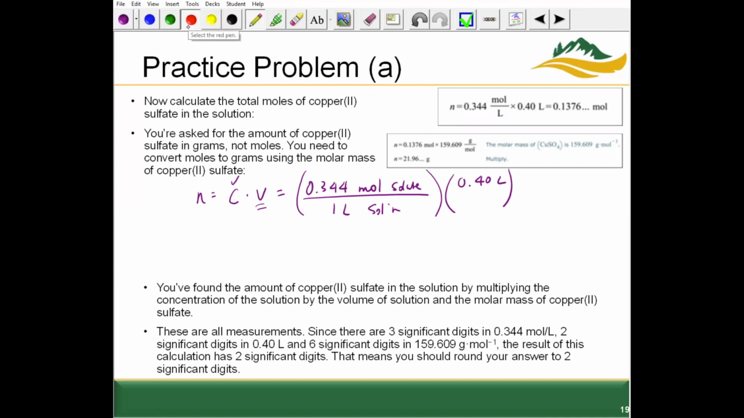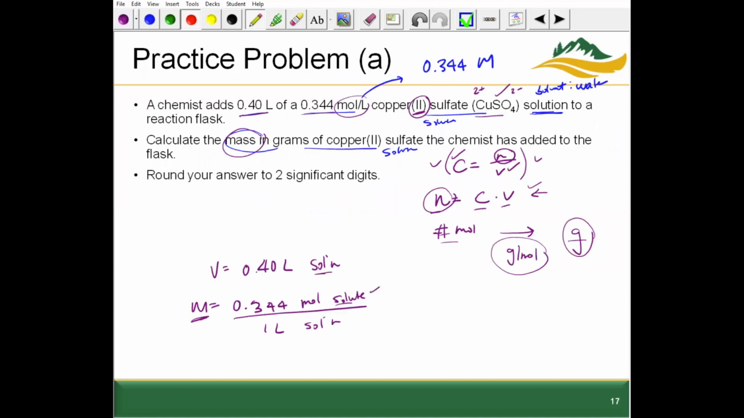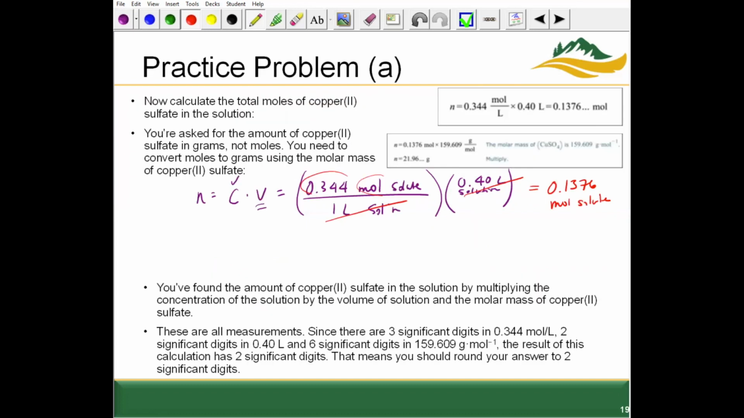So then at this point, to cancel out, I can specify this is liters of solution. So now we can cancel out liters of solution, liters of solution. We do this multiplication step here to get our units of moles of solute. So the moles of solute comes out to 0.1376 moles of solute. All right, so here's our volume given. Here is our molarity. So we plug those values in. We have this many moles of solute.